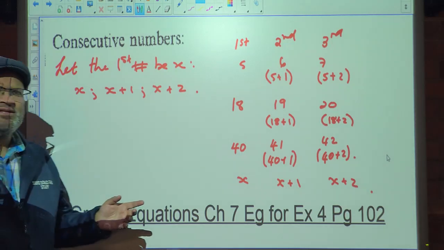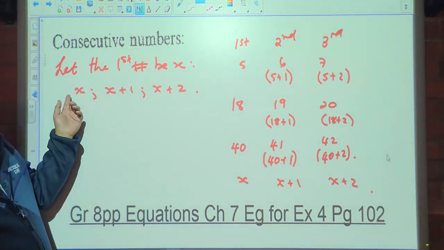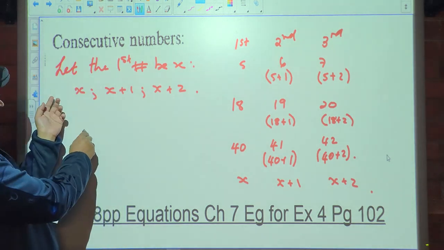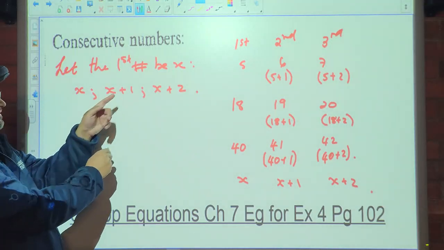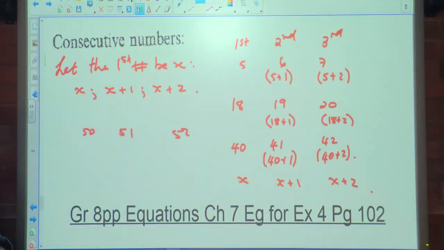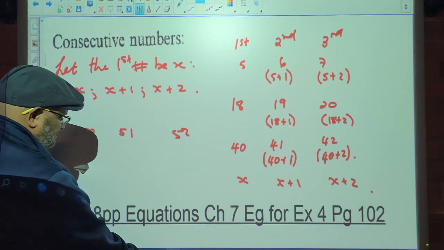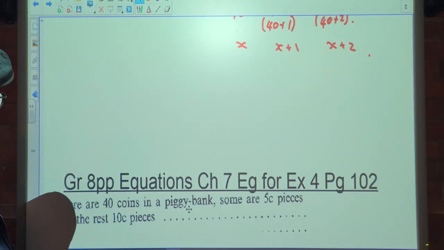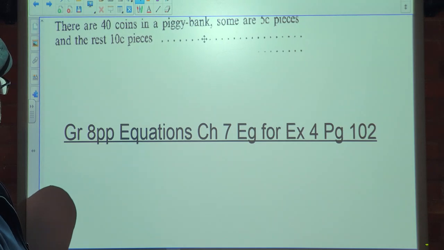So we can test it. Let's choose a number for x. 50. So if the first number is 50, what's 50 plus 1? 51. What's 50 plus 2? You guys understand? Feels like I'm going too slow, no? Right, let's go to the next question.